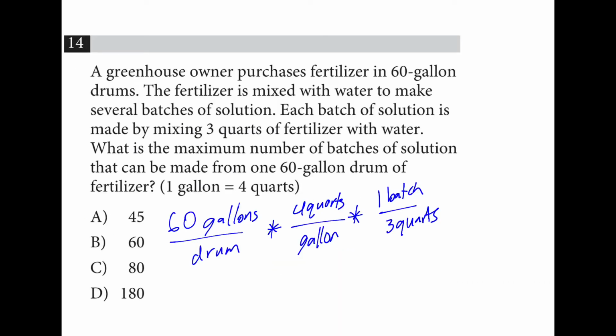If I use these conversion factors, gallons per drum times quarts per gallon times batches per quart, I'm left with batches per drum, which is what I want to know. This answer is 80.